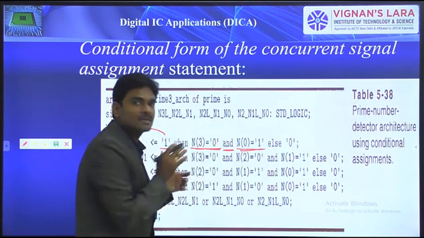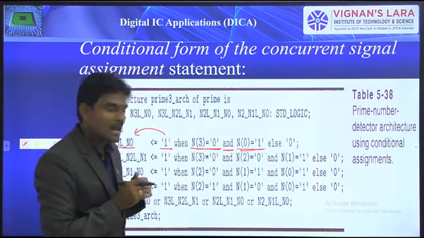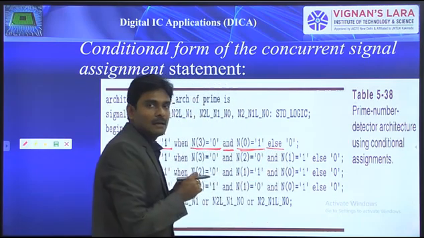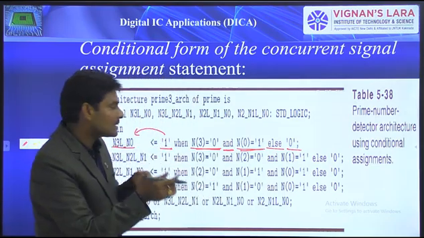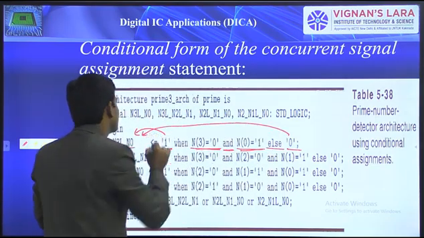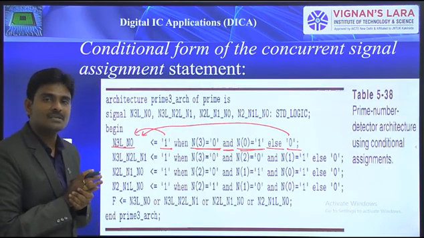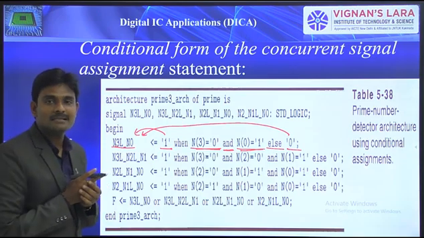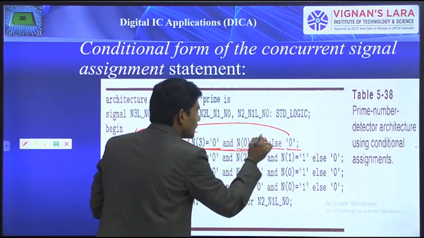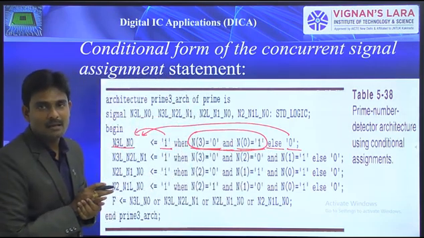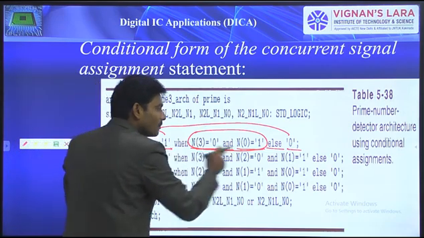If this condition is not satisfied, and some other combination than 0, 1 is applied, then it moves to the else part, and whatever value we mentioned at the else part will be assigned to that particular signal. That is how it is going to execute. This is the conditional form of the concurrent signal assignment statement. As I mentioned in the previous syntax, this whole thing we can consider as the Boolean expression: signal name less than or equals to expression when Boolean expression.